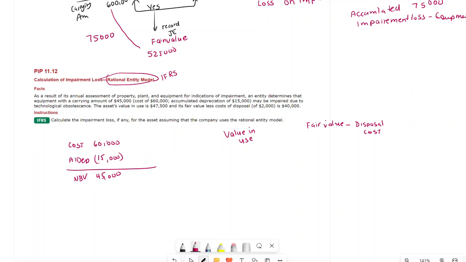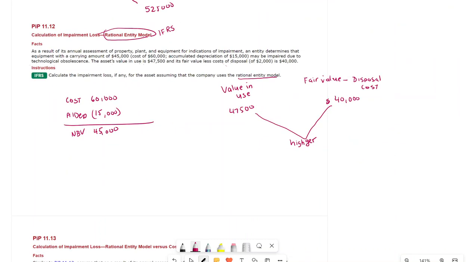So the fair value in this case, they said the asset's value in use is 47,500, and the fair value less cost of disposal of 2,000 is $40,000. So fair value less disposal is the amount that, when you're doing a rational model, first you compare those two and you get the higher amount. What is the higher amount? My higher amount is 47,500.